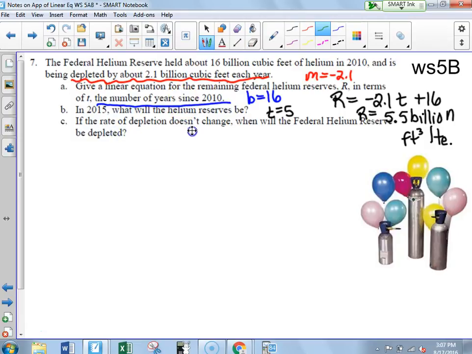If the rate of depletion doesn't change, when will they run out and be depleted? You would make y 0. Yes, the reserve would be 0. So we're going to do 0 equals negative 2.1 t plus 16. Subtract, divide, and we get what?